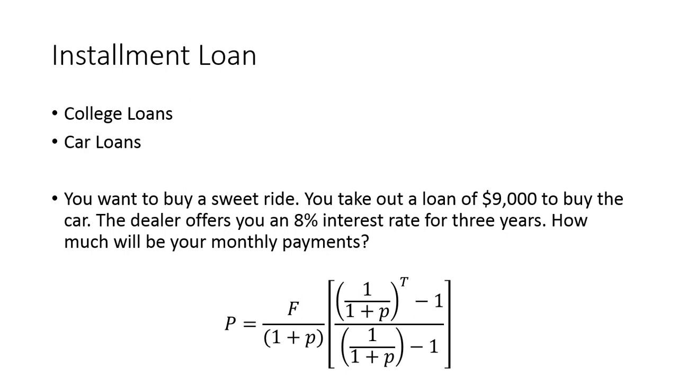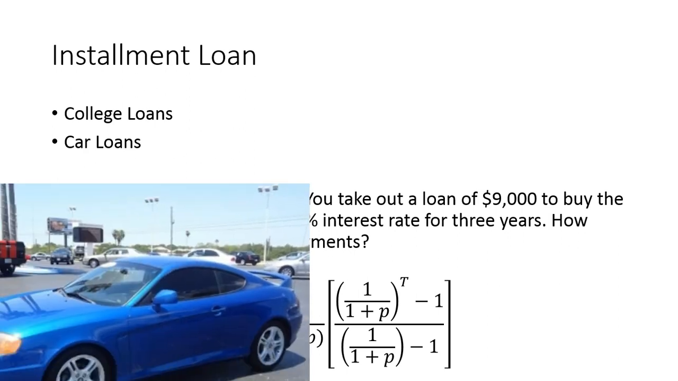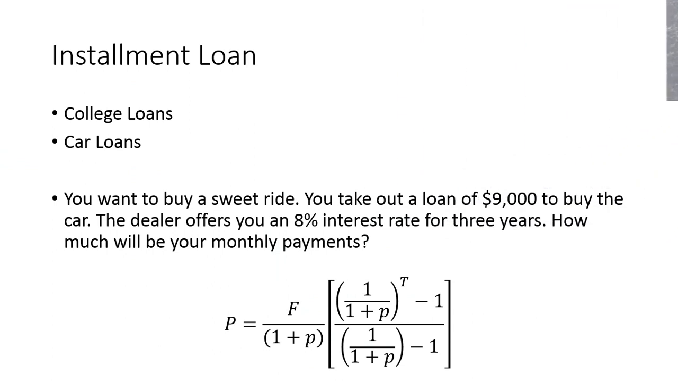So let's say you want to get a car loan. You want to buy some sweet, awesome ride, a fast car, probably something like this. To buy a car like this, you would need a car loan, because that car is just way too sweet. Let's say you take out about $9,000 to buy that car. The dealer's offering you an 8% interest rate for 3 years. You want to find out how much your monthly payment will be for 3 years at 8% when you take out $9,000.